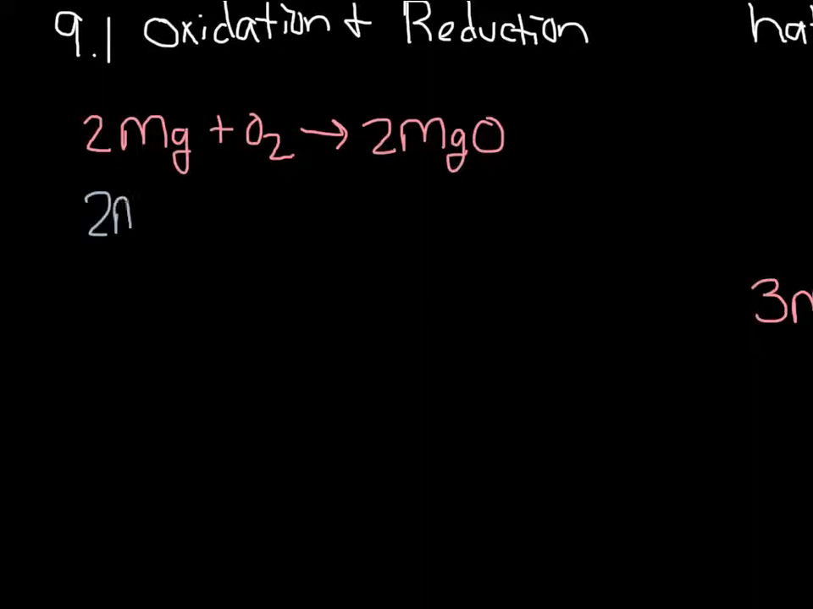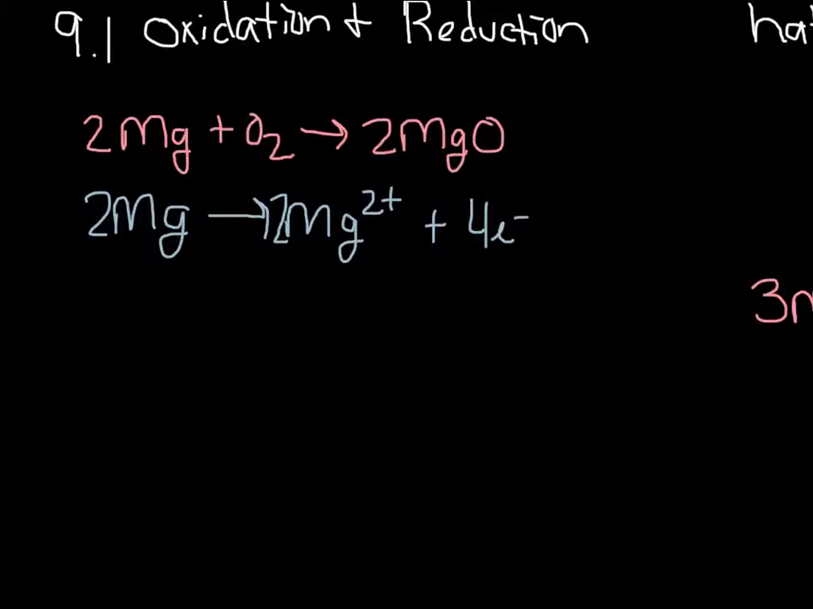So we have our 2 magnesium. And we know magnesium, when put in an ionic compound like magnesium oxide, creates a positive charge. A positive charge means you're losing electrons. Therefore, those 2 magnesiums turn into 2 magnesium ions. And since we have 2 magnesiums, that means it has released 4 electrons.